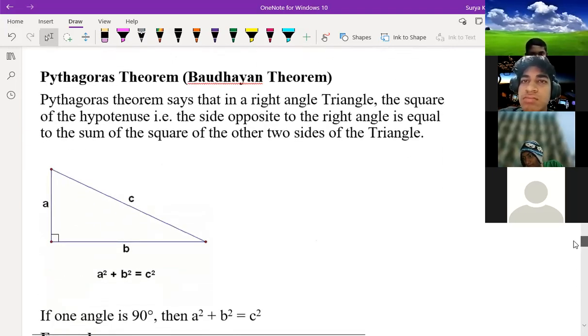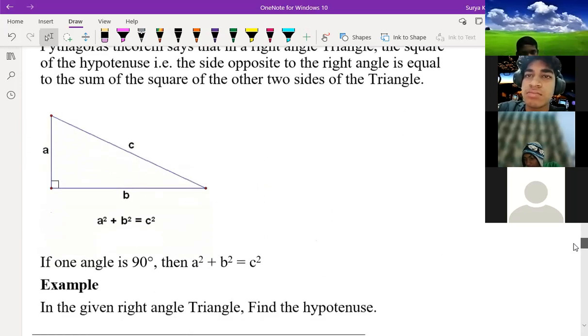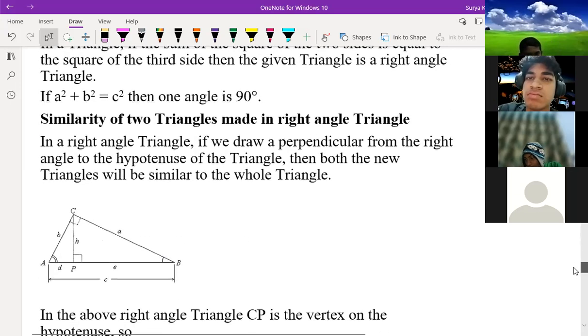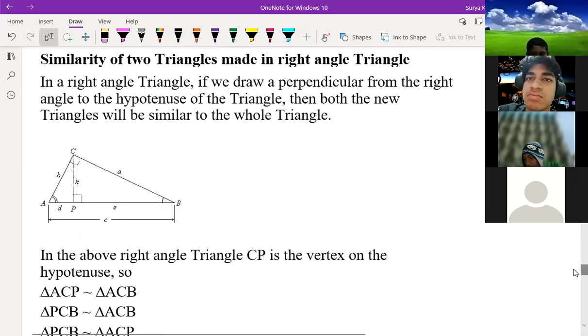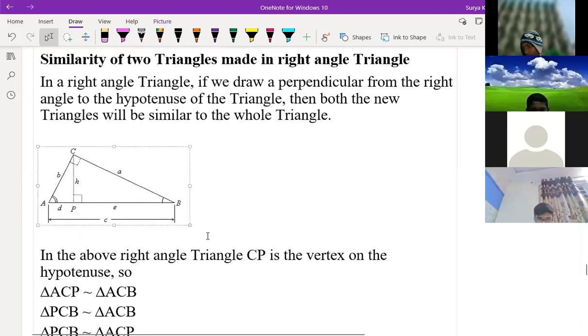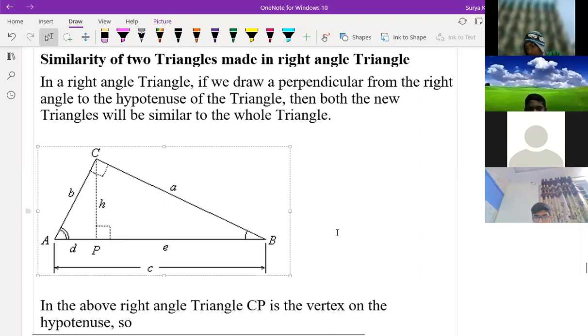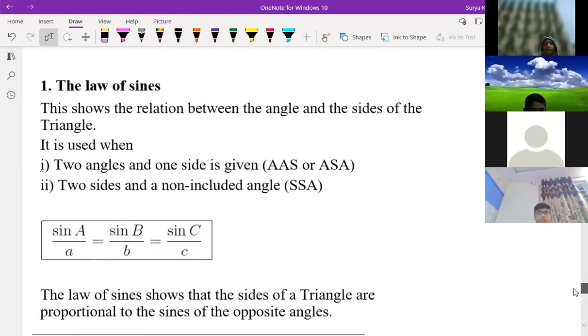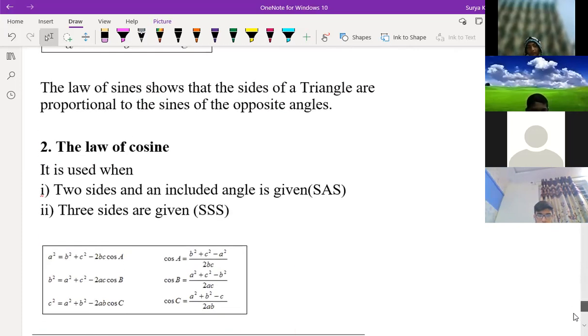Pythagoras theorem everyone knows from childhood only. No need to discuss this Pythagoras theorem. That is hypotenuse square is equals to sum of both two sides whole square, right? A square plus B square is equal to C square. Everyone knows. We have read trigonometry only, right, children? So this is not for you.